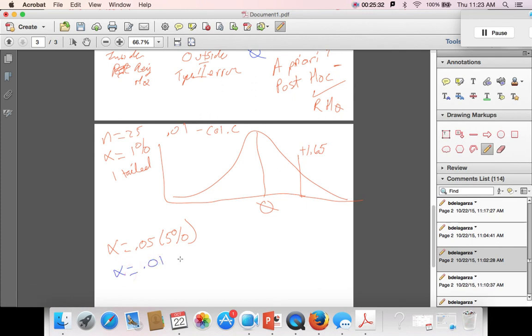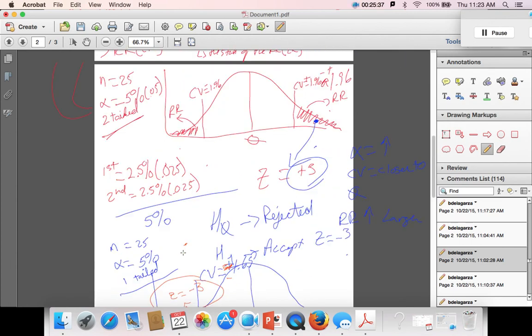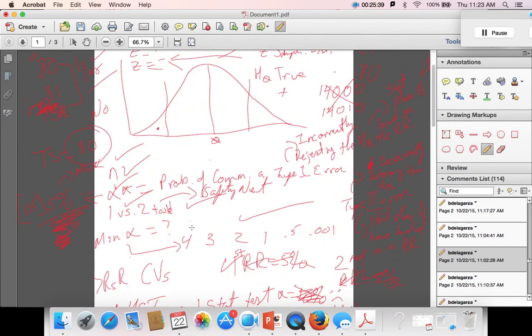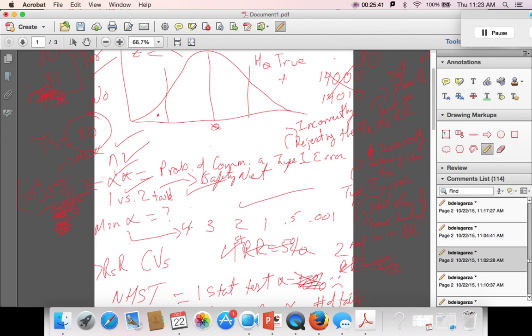0.01 or 1%. Because remember, we asked this question at the beginning: you can go lower than 5%. You can go 4%, 3%, 2%, 1%, 0.5%, 0.001%. You can do whatever you want, but there are consequences to doing this, right? That's the thing that I indicated here. There are consequences to doing that process. Why would a researcher want to go lower in alpha level?